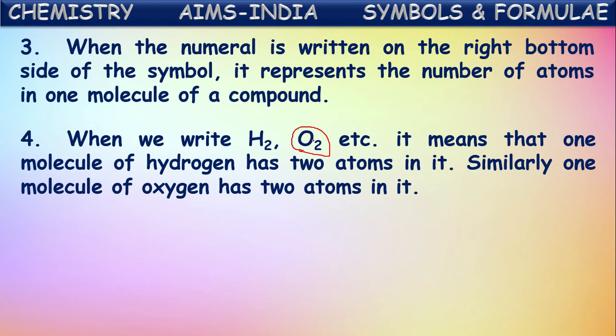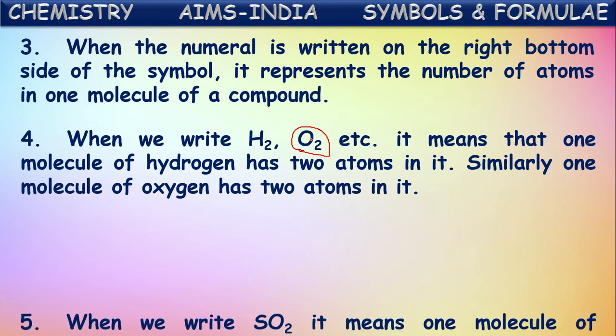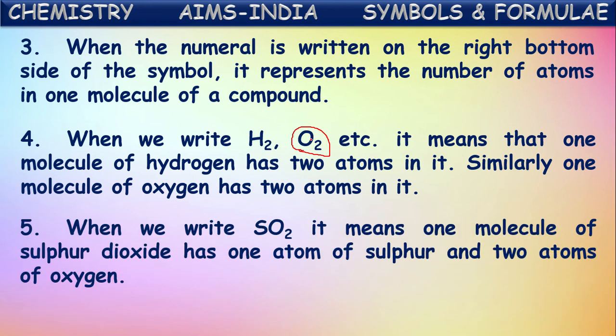Okay, this number represents the number of atoms of that element present in that molecule. You can see one more example here. When we write SO2, it means in one molecule of sulfur dioxide, there is one atom of sulfur, because here nothing is written, so that represents one. So one atom of sulfur is present, and at the right bottom side of the oxygen symbol, 2 is written. This represents two atoms of oxygen are present in one molecule of sulfur dioxide.